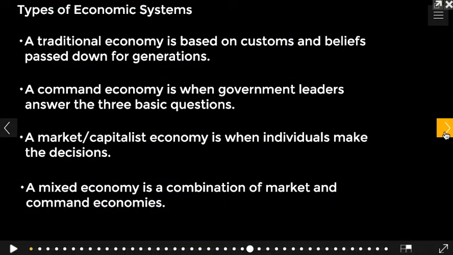A traditional economy is based on customs and beliefs that are passed down for generations. A command economy is when the government leaders answer the three basic economic questions. A market/capitalist economy is when individuals make the decisions. And then a mixed economy is a combination of market and command economies.